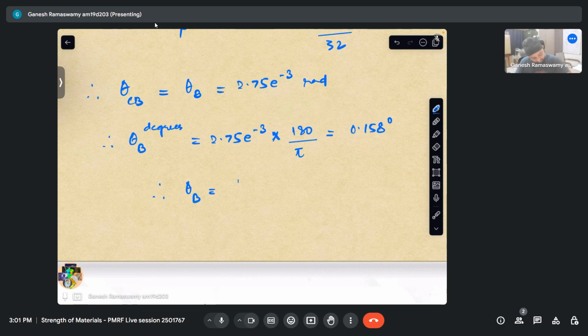What this means is when the torque is applied on the shaft, point B with respect to point C rotates by this much. It is not even 15% of a degree. It is almost exactly 15%, 16% of a degree. So it's very less. That is what I meant to say.